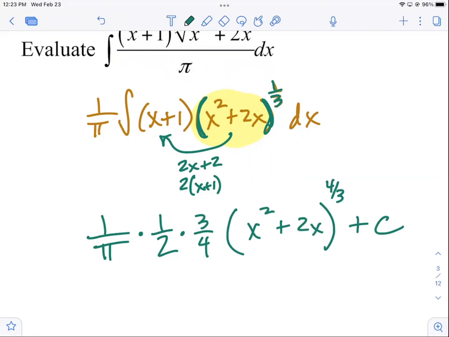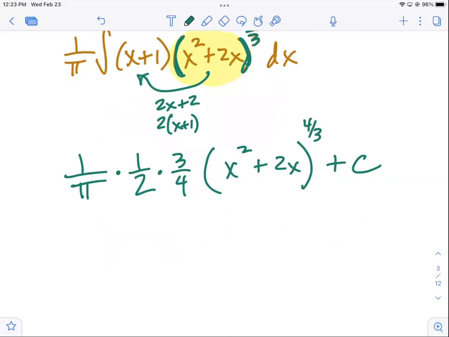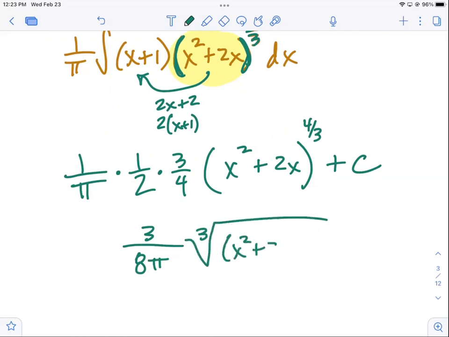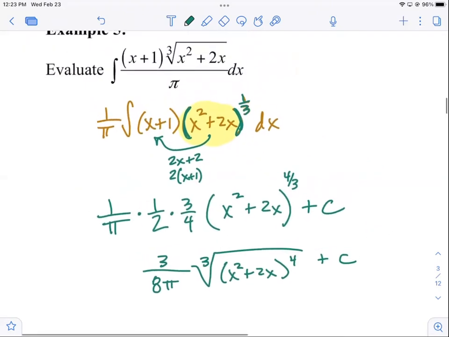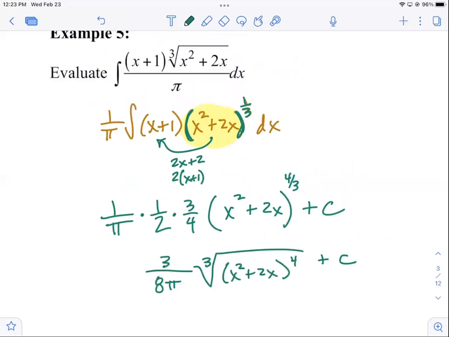All you have to do is clean it up. Cleaning it up will look like this. You have 3 over 8 pi, and then you can put this back under a cube root of the quantity x squared plus 2x to the 4th power plus c. And of course, if you're unsure about it, you could check it and then come back and revise.